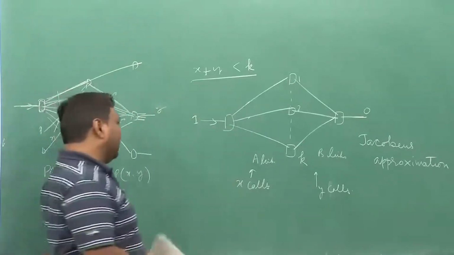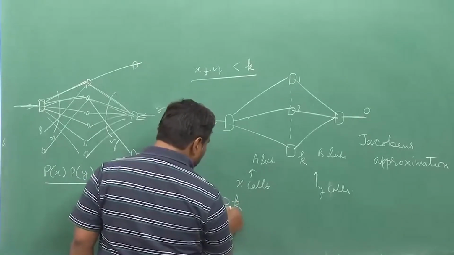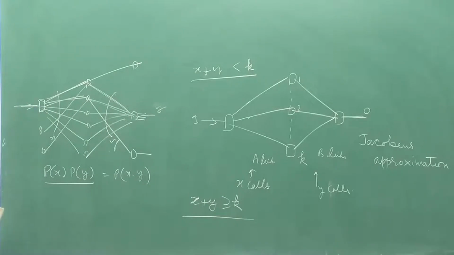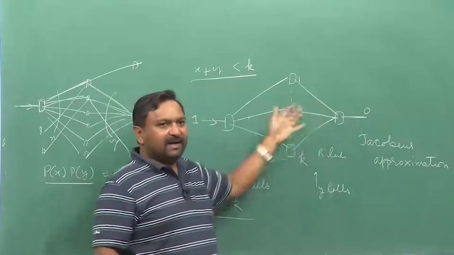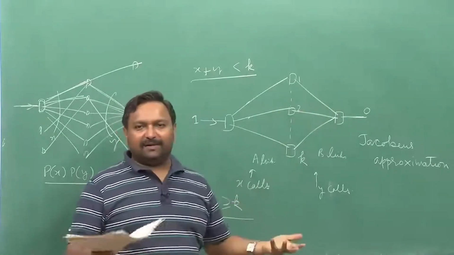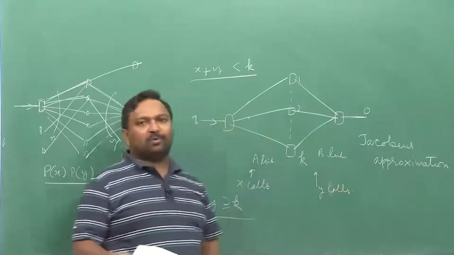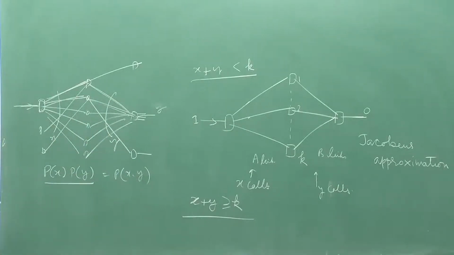Blocking can only happen when x plus y is greater than or equal to k. But then these x and y's are actually the links which are occupied, A type and B type, happening independently. We have to find out the chances that I may find out a path from input to output. Okay. So, let us see how this will be done.